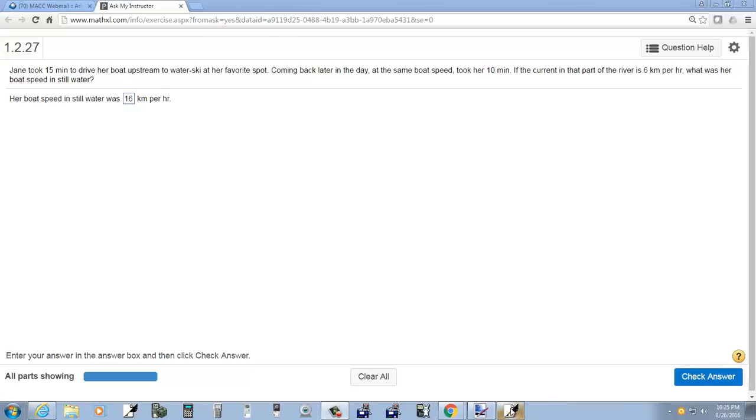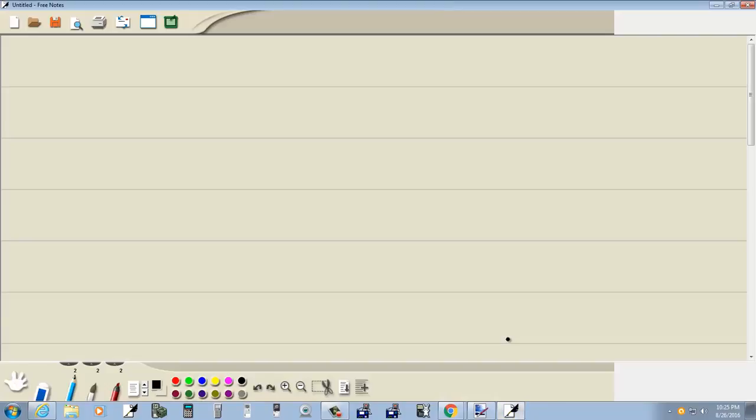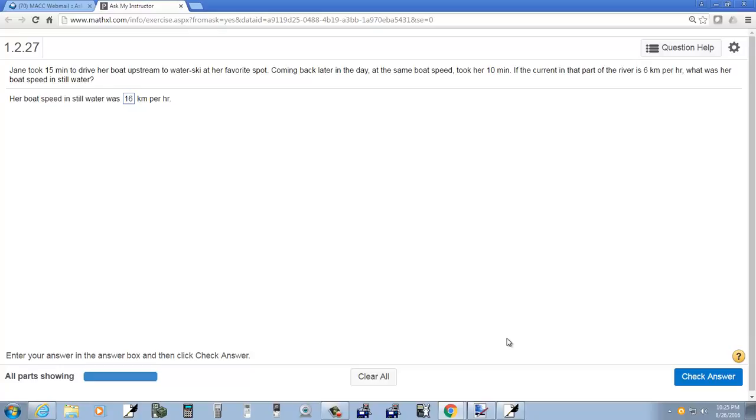Let's take a look at this problem. Jane took 15 minutes to drive her boat upstream to water ski at her favorite spot. Coming back later in the day at the same boat speed took her 10 minutes. If the current in that part of the river is 6 kilometers per hour, what is her boat speed in still water?